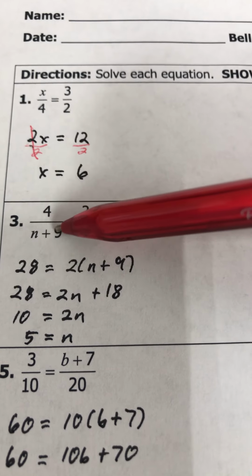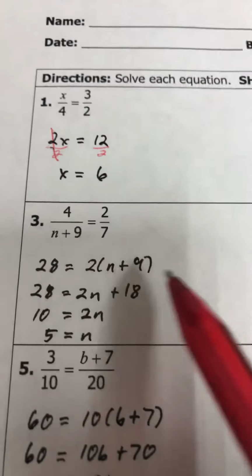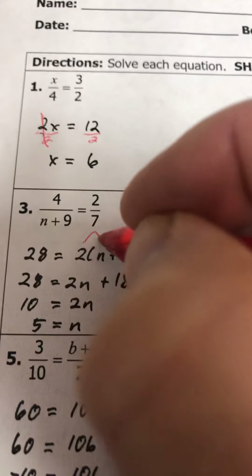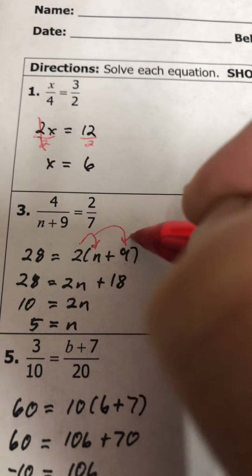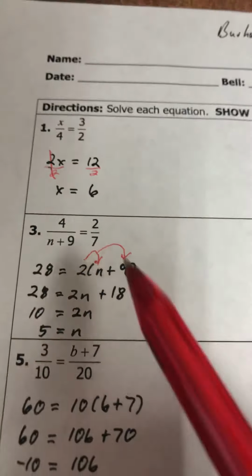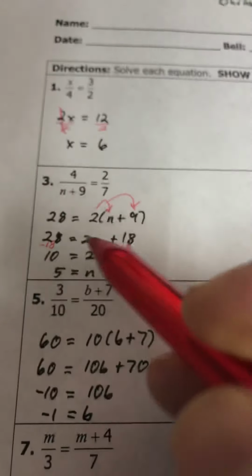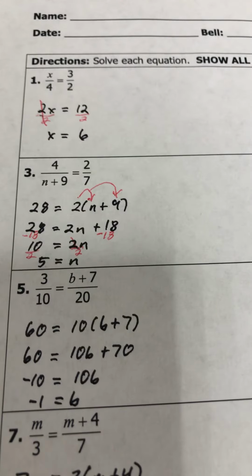For 3, 7 times 4 is 28. 2 times n plus 9 looks like that. Then I have to do my distributive property. 2 times n is 2n. 2 times 9 is 18. Then I subtracted 18 from both sides, and then I divided both sides by 2. And I get 5 equals n. Okay?